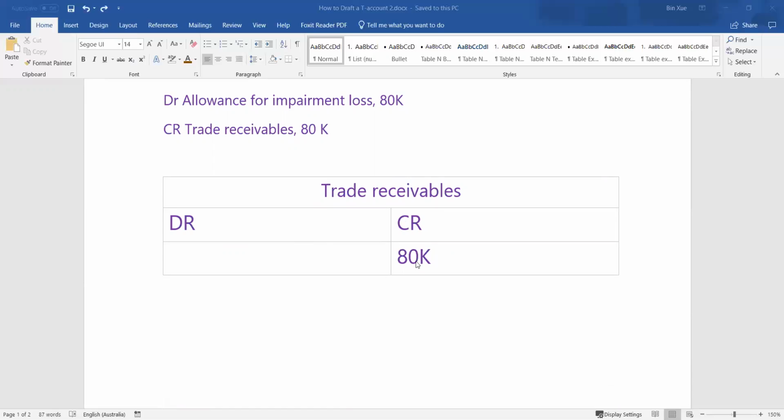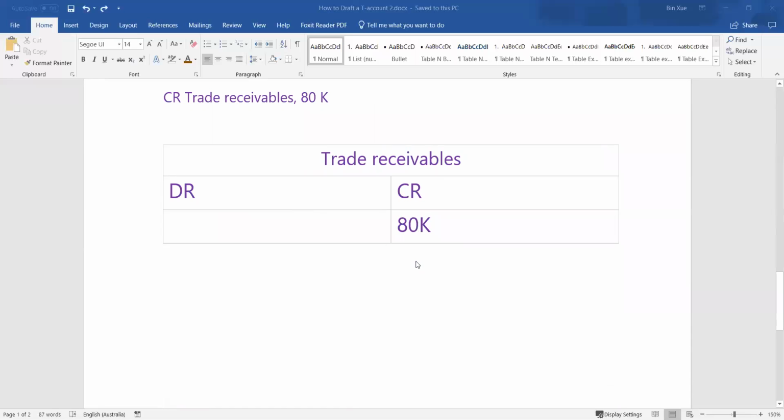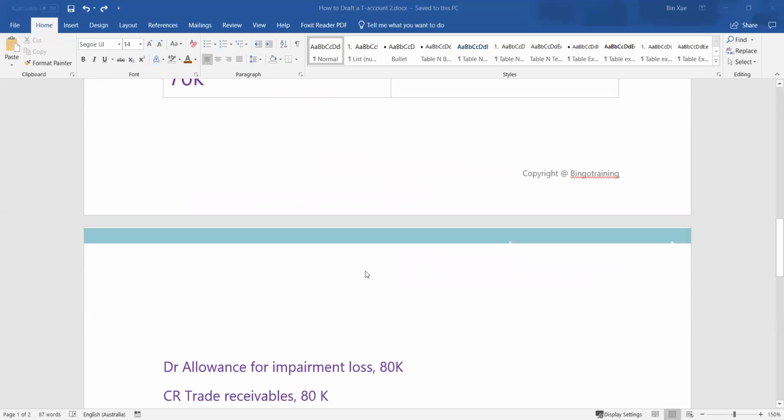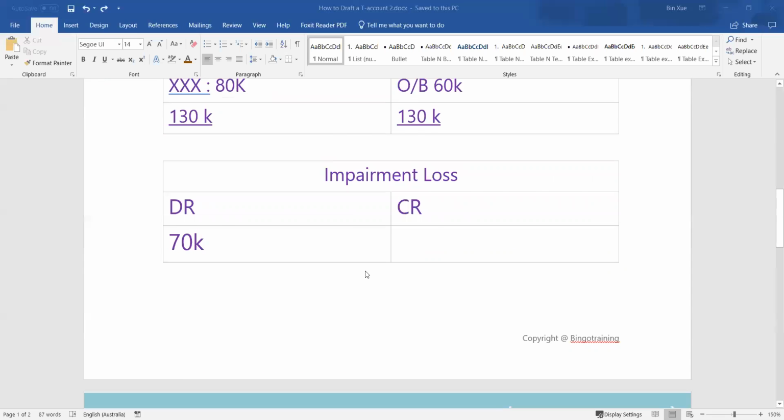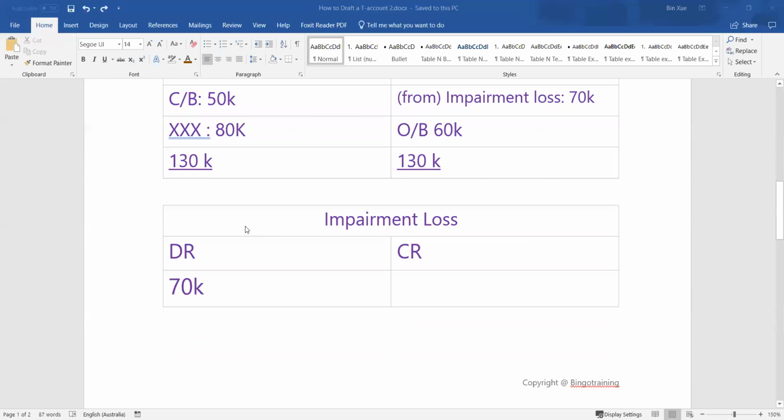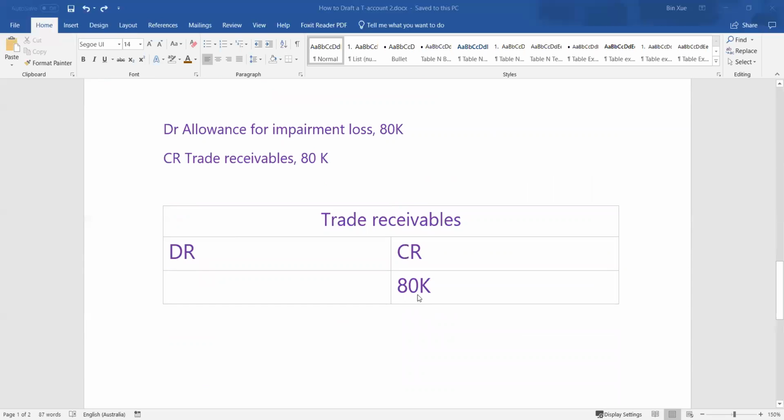Because in the trade receivable account, there are a few things you need to think about. When we make revenue on credit, we will debit trade receivable and credit revenue, okay? And when we receive cash, we will debit cash, credit trade receivable. So that's why this allowance for impairment loss is really important. You need to get the right number to put into trade receivable to help you calculate the right cash inflow in the trade receivable account.